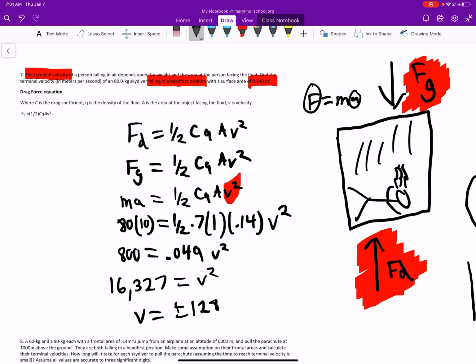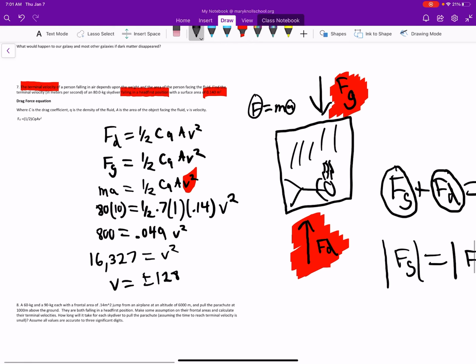Now we got to figure out, is this going to be the positive 128 or negative 128? This skydiver is going down naturally, right? So the velocity is negative. So we choose the negative one, which is negative 128 meters per second. And we got it.